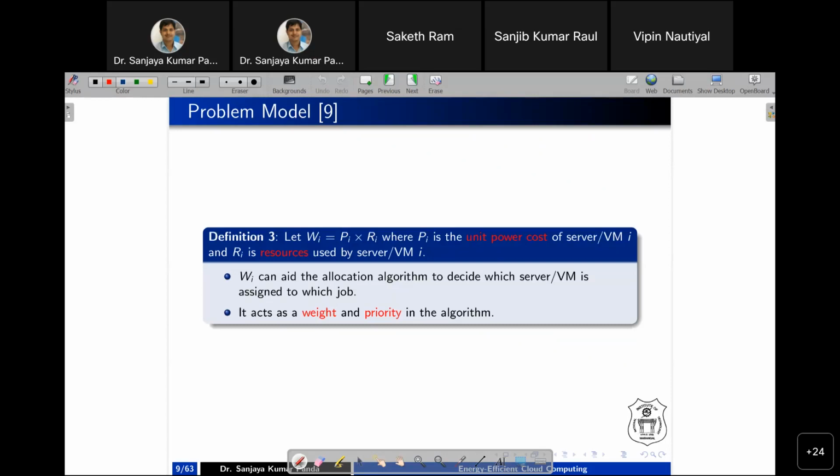If you calculate WI, WI is the product of PI and RI. PI is the power cost, and RI is the resource. To run a resource, like when we use our computer system, power is consumed. If you multiply these two, you get a weight value, WI. Why calculate WI? Because once you calculate WI for each resource, you can apply an allocation algorithm that decides which server is assigned to which job, and which job is suitable for which kind of server. Sometimes we also calculate this WI factor to find the priority among different jobs. This factor is calculated based upon the power cost and resources.